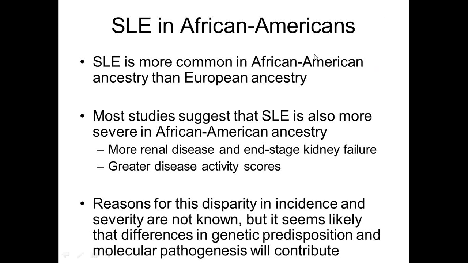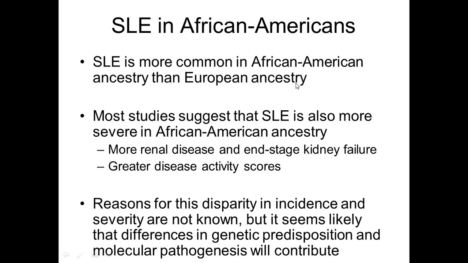Thank you. This is, I think, the last major area we're going to hit, but it's an area that's been very interesting too: lupus in African Americans. Many of you may know that lupus is more common in African American ancestry than in European American ancestry, and it's probably more severe as well.